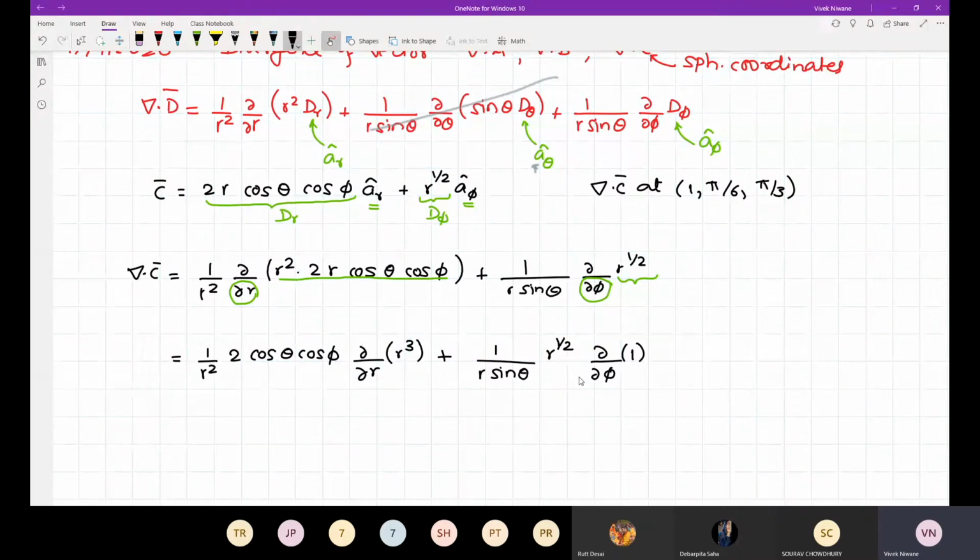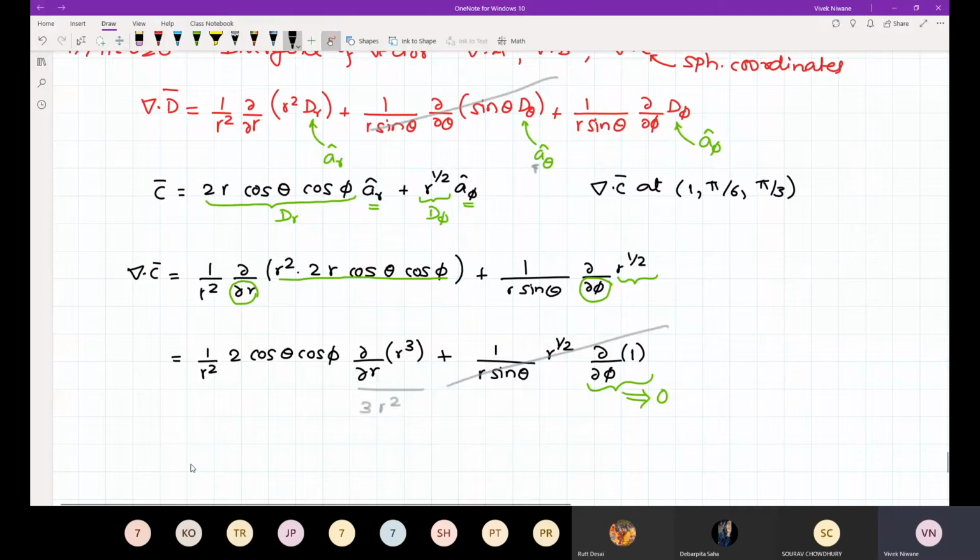I know that the differentiation of a constant value, whether partial or complete, always leads to 0. So this term has a value equal to 0. Can I say that the whole second term has vanished because the partial differentiation of a constant value is 0? And for this term, del by del r of r cube, its differentiation will be 3r square.